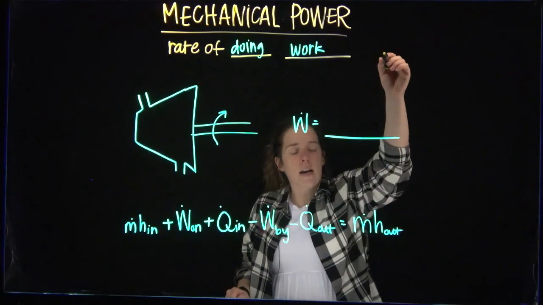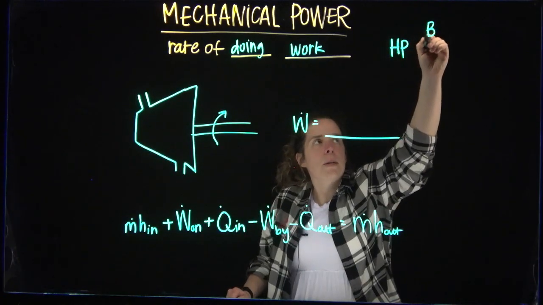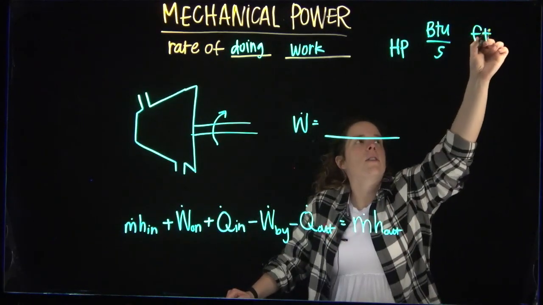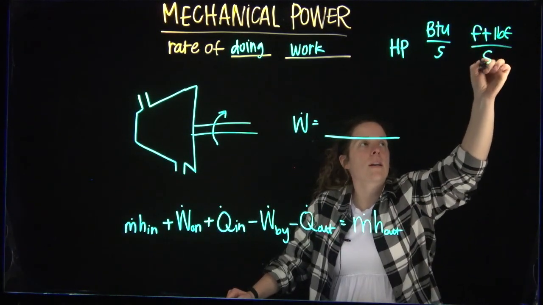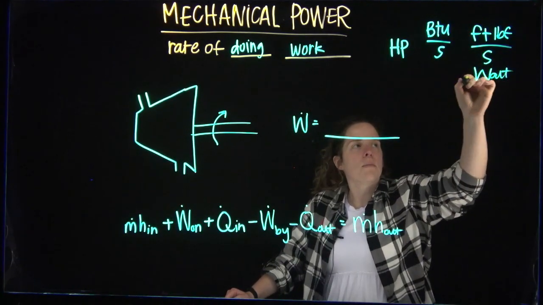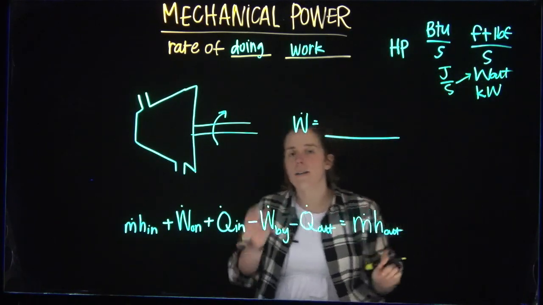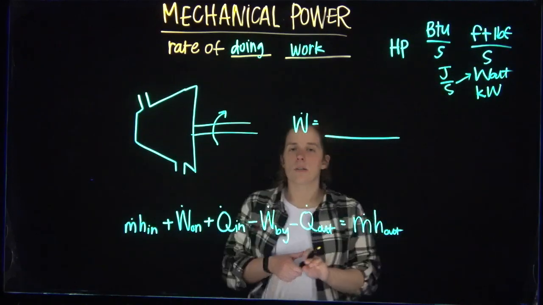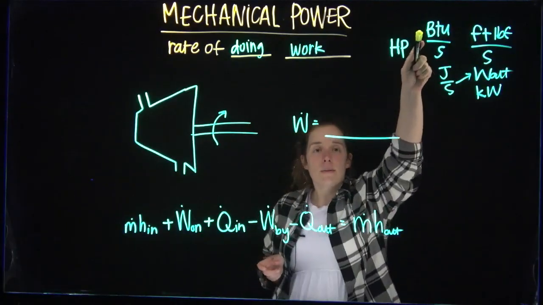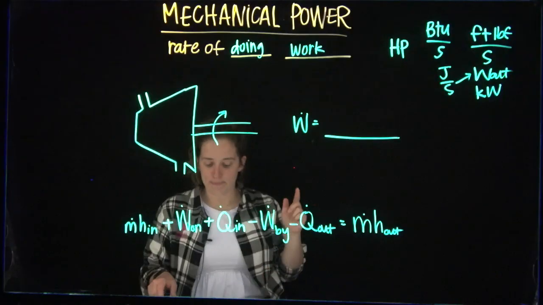So our units in that case look like horsepower, BTU per second. It could be a foot-pound force per second or minute. It could be a watt. It could be a kilowatt. Could be a joule per second, which is a watt. So that's what our units are going to look like for mechanical power. So again, thinking about work per unit time, it's a rate of doing work.